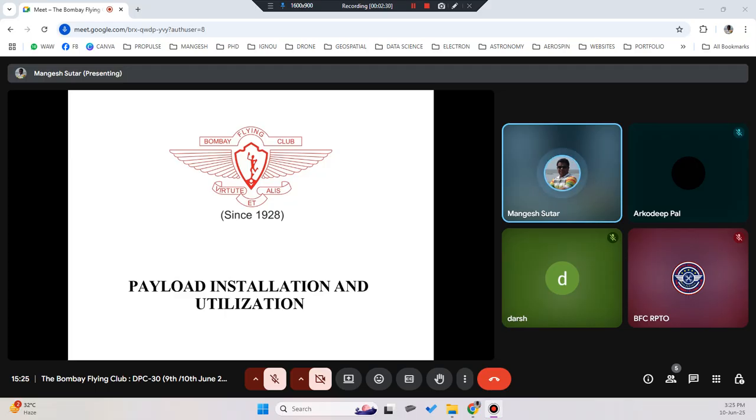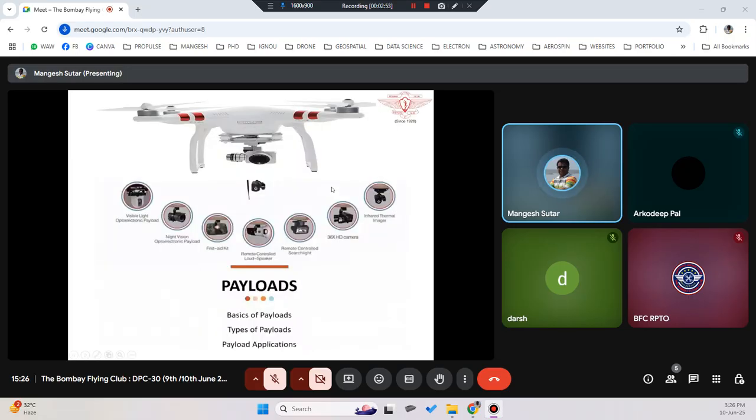In case of surveillance drones, it could be a camera. It could be an RGB camera, or specialized cameras would be available, maybe a thermal camera, or LiDAR, or hyperspectral or multispectral cameras can be connected to the drones. So payload, we will see basics of payloads, types of payloads, and payload applications.